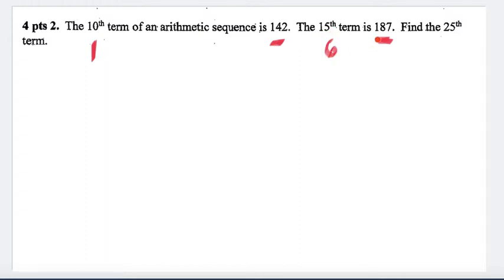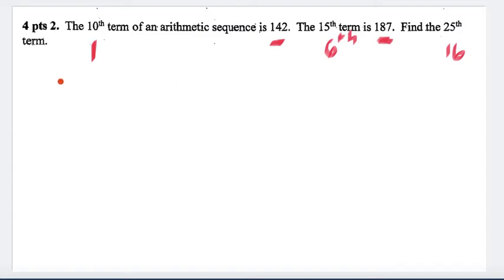So I'm going to treat 187 as the 6th term. I'm going to treat the 142 as if it's the first term. And in the end, I'm going to find the 25 minus 9. I'm going to find the 16th term. If I do that, it'll be the same as finding the 25th term. I just changed the places of all these. Since it's an arithmetic sequence, I can do that.